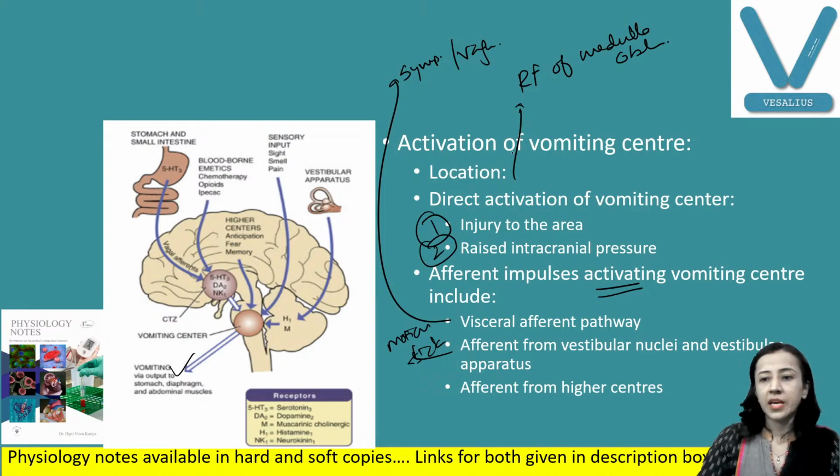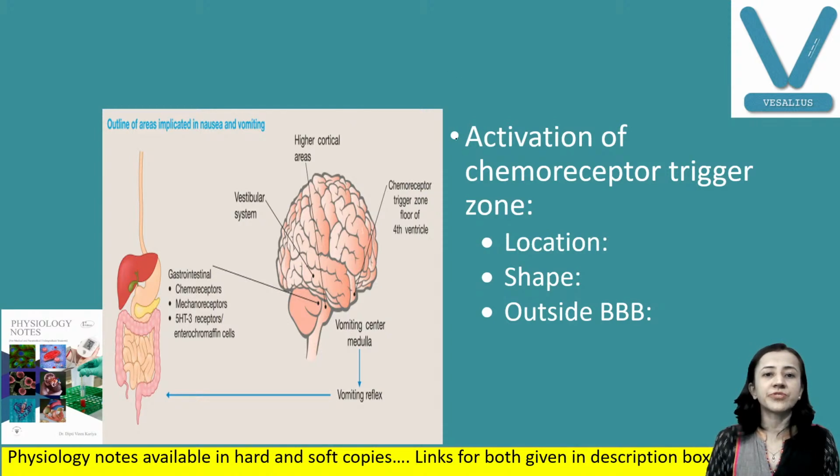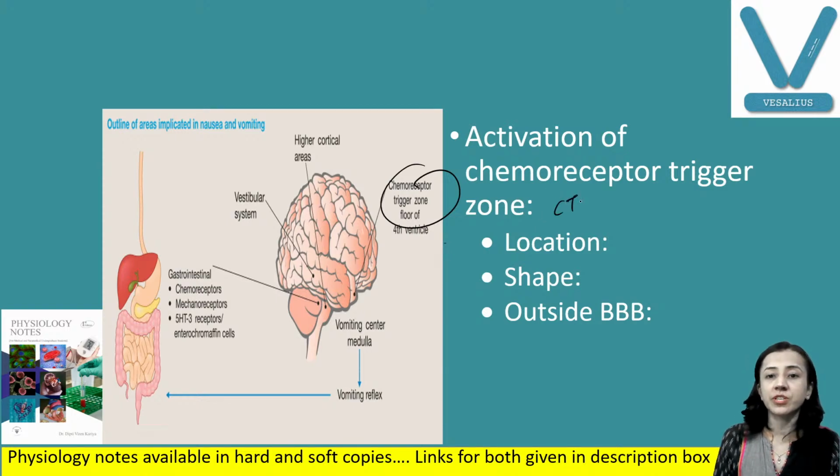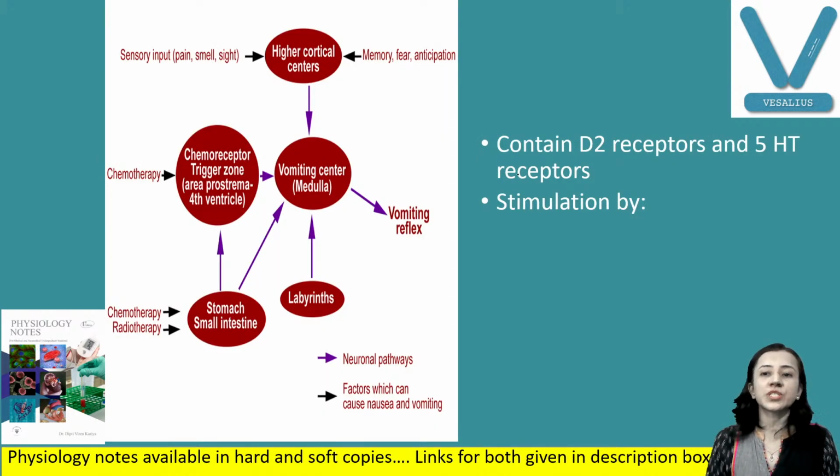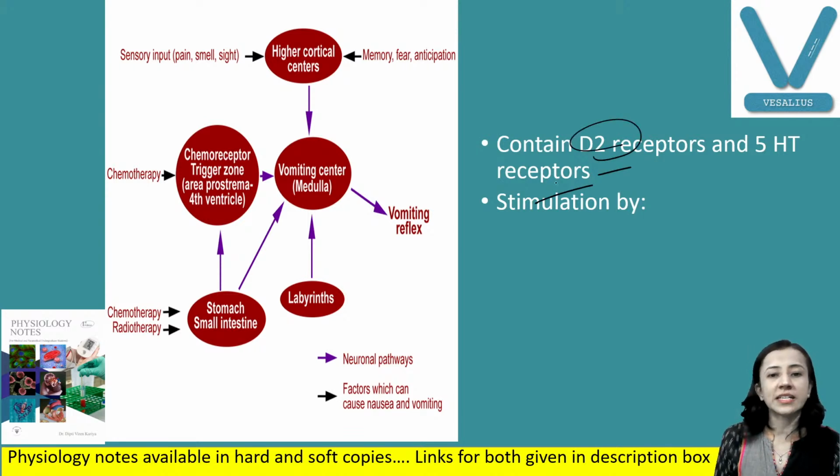Another is activation of the chemoreceptor trigger zone. This is present in the floor of the fourth ventricle, in or near the area postrema on the medulla oblongata. It is a V-shaped band of tissue located in the lateral wall of the fourth ventricle. This part lies outside the blood-brain barrier, and therefore it is permeable to many substances which cannot cross the blood-brain barrier. Another important thing is that it contains D2 receptors and also 5-hydroxytryptamine receptors, so their agonists can also stimulate it.